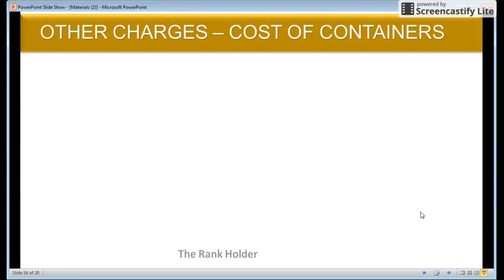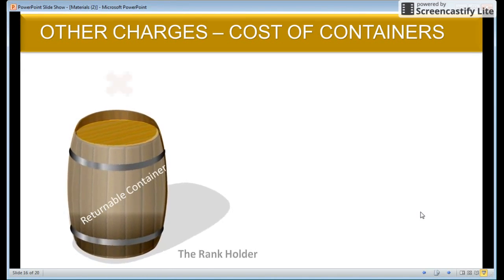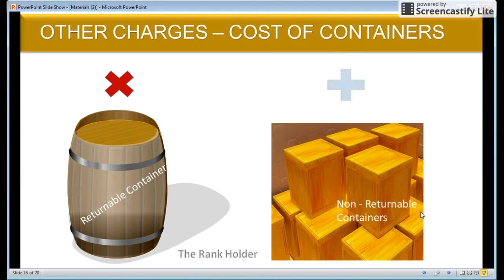Next comes the cost of containers. Containers are used to carry the goods to the buyer's place. In some cases, the containers are returned back to the suppliers after the transportation of goods. In that case, you do not incur any cost and hence the cost of containers is not added to the purchase cost. If you incur a minimal cost for using it, then add that amount of cost to the purchase price. In the case of non-returnable containers, that is containers which are not required to be returned back to suppliers, then it has to be added to the purchase price.